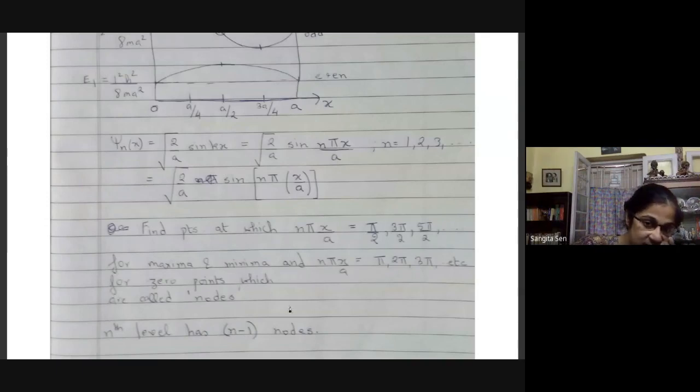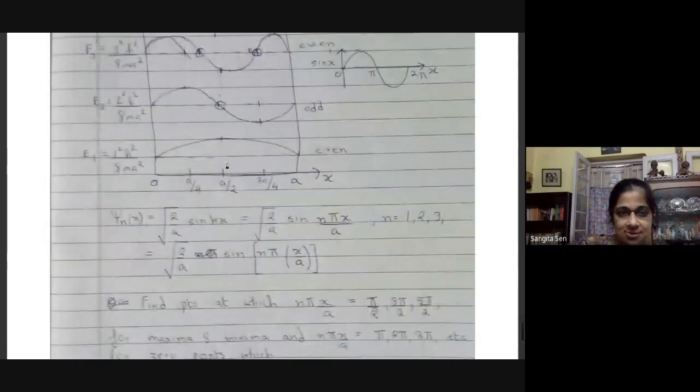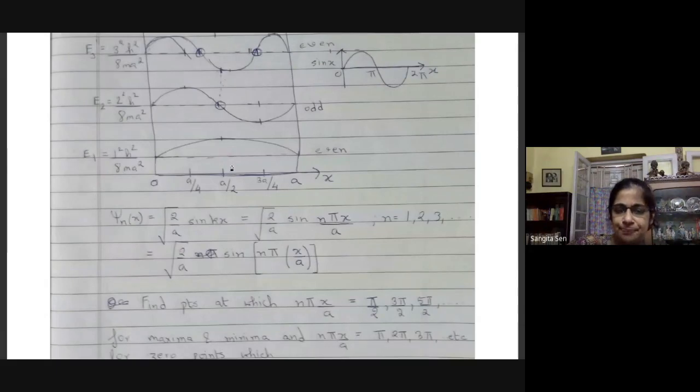And these 0 points are called nodes. So when you do this plotting, let's do the ground state first. For the ground state, for the point A by 2, if I put it here, so n is equal to 1, then there is 1 pi A by 2 by A. So that is just pi by 2, so 1. So there is 1 maximum at A by 2.